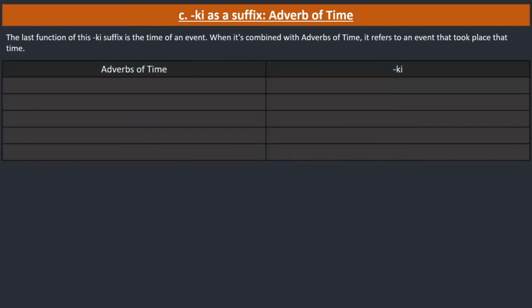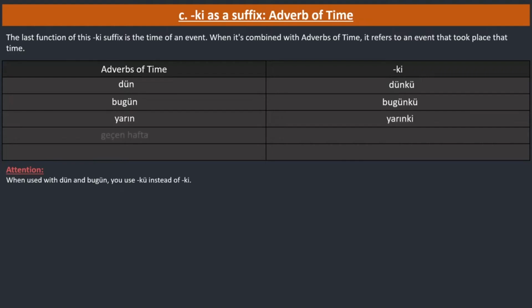If we take a look at our examples, but of course I need to insert this reminder again. You will see this kü being used with bugün and dün. So dün, yesterday, dünkü, the one that was yesterday. Bugün, today, bugünkü, the one that is today. Yarın, tomorrow, yarınki, like the one that will be tomorrow.